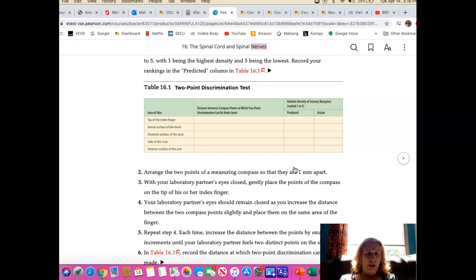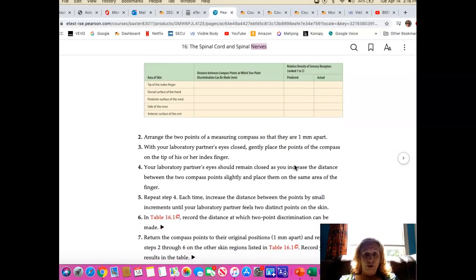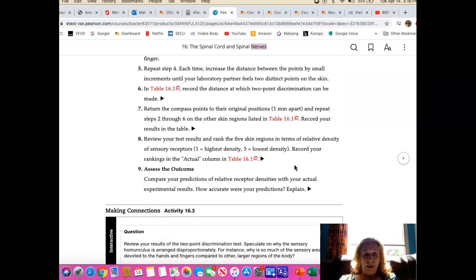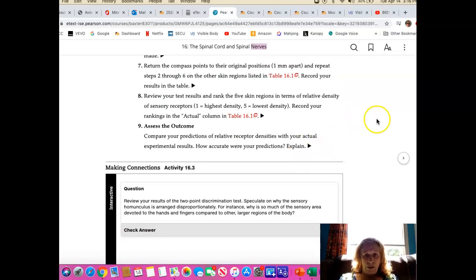I hope that's clear. So you're testing one body part several times until they feel 2 points. Tip of the finger, dorsal surface of the hand, and so on. Their eyes are always closed. You're just increasing the distance between the prongs by 1 millimeter with each test. Then you start again at 1 millimeter. For each new body part, you start at 1 millimeter and increase until they can feel 2 points. That's how you do that.